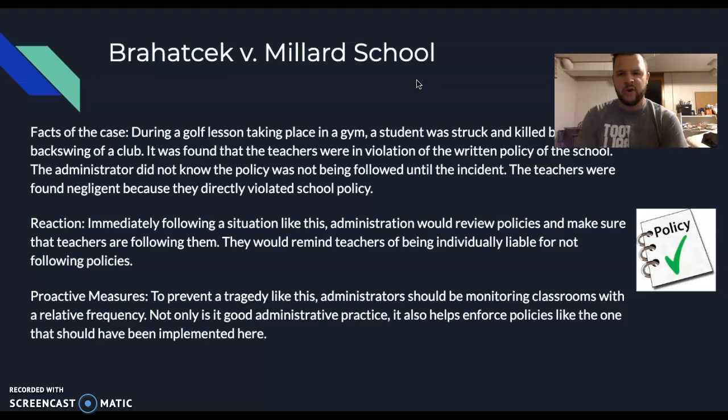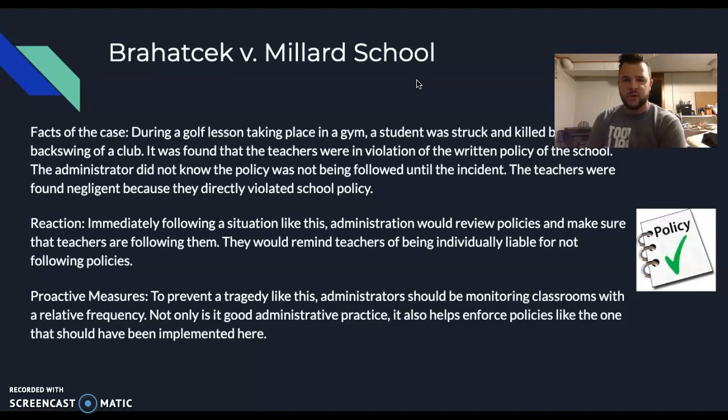So reaction: immediately following a situation like this, my administration probably would have reviewed policies and made sure that teachers are following them. And then again, use this as an example of saying how individual teachers can be liable for not following policies. As a proactive measure and to prevent a tragedy like this, an administrator should be monitoring classrooms. They don't have to be in there all the time, but if they make a walkthrough every day, you can gain a good perspective of what's happening in the class and see what's going on.